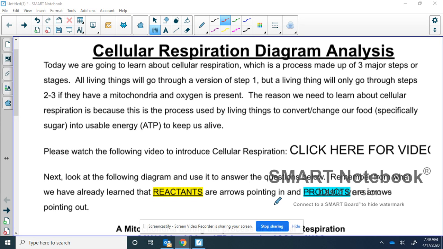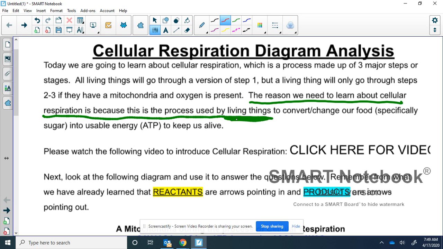So to review, we are going to be talking about cellular respiration. As a reminder, the reason we're learning about this is because cellular respiration is the process used by all living things to convert or change our food, specifically sugar, into usable energy called ATP to keep us alive. The reason we're learning about this is why you have energy to be alive today. This is why you can listen to what I'm saying and do your homework and play video games and move around your house and breathe and have a heartbeat. So that's why we have to learn about it.